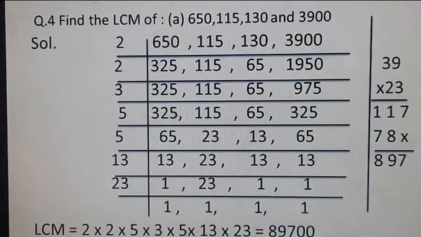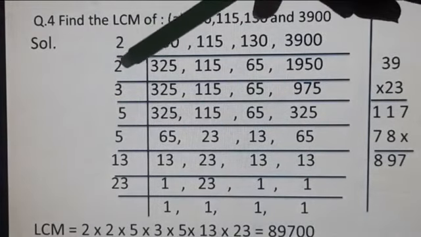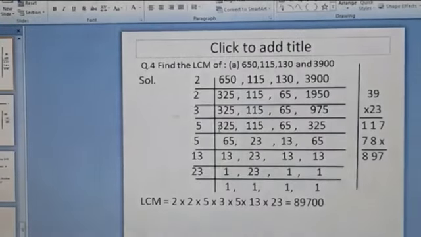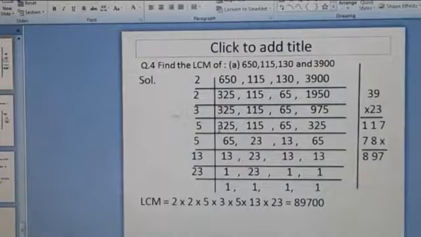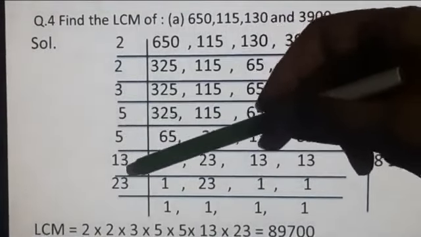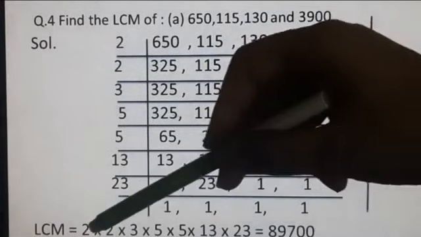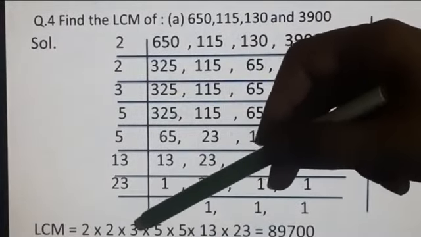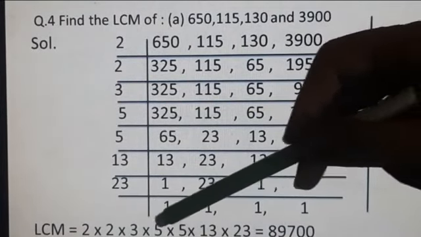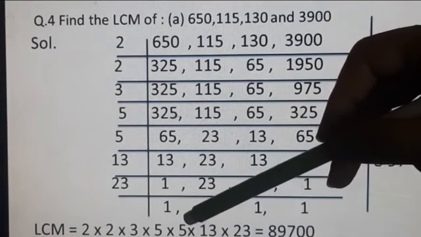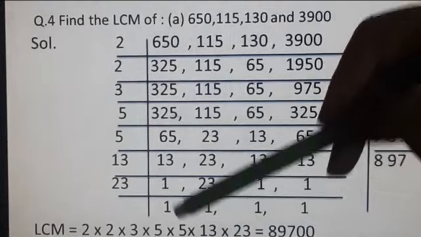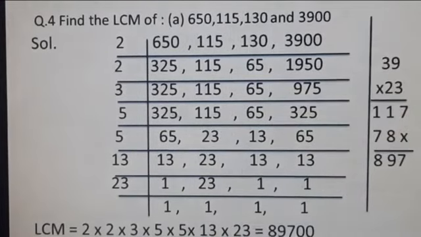Clear? Now LCM is 2 into 2 into 3 into 5 into 5 into 13 into 23. 2 2s are 4. 4 3s are 12. 12 5s are 60. 60 5s are 300. 300 multiply 13. 13 3s are 39. So we will put two more zeros, then it will become 3900.